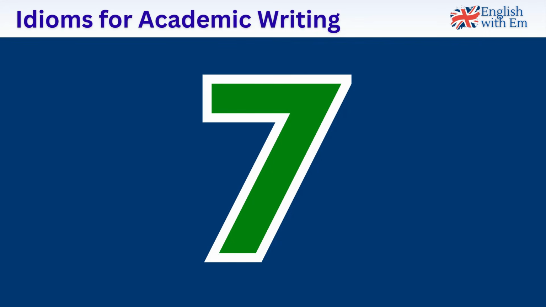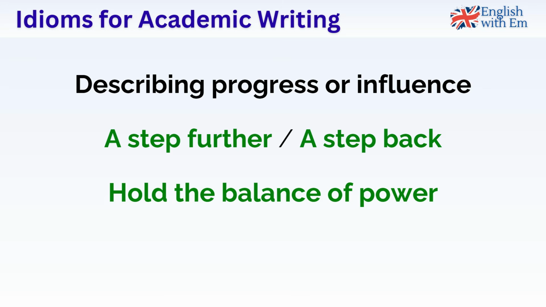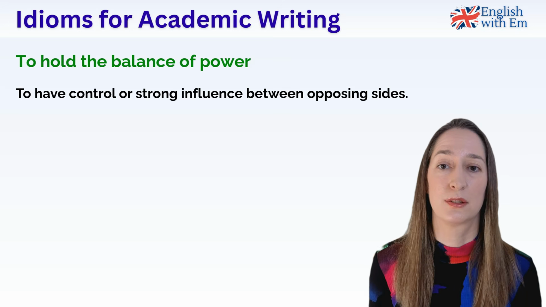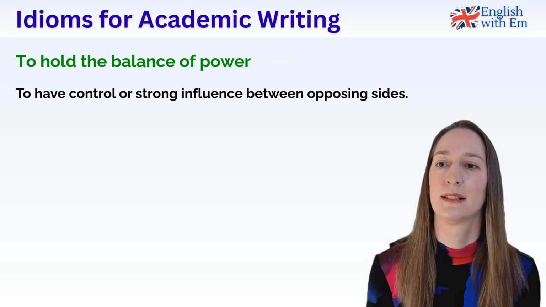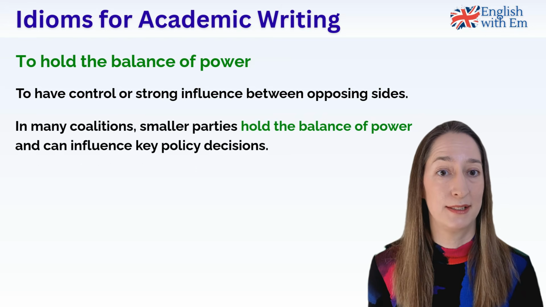Number 7 is another one for describing progress or influence. Hold the balance of power. So this idiom means to have control or strong influence between opposing sides. In many coalitions, smaller parties hold the balance of power and can influence key policy decisions.